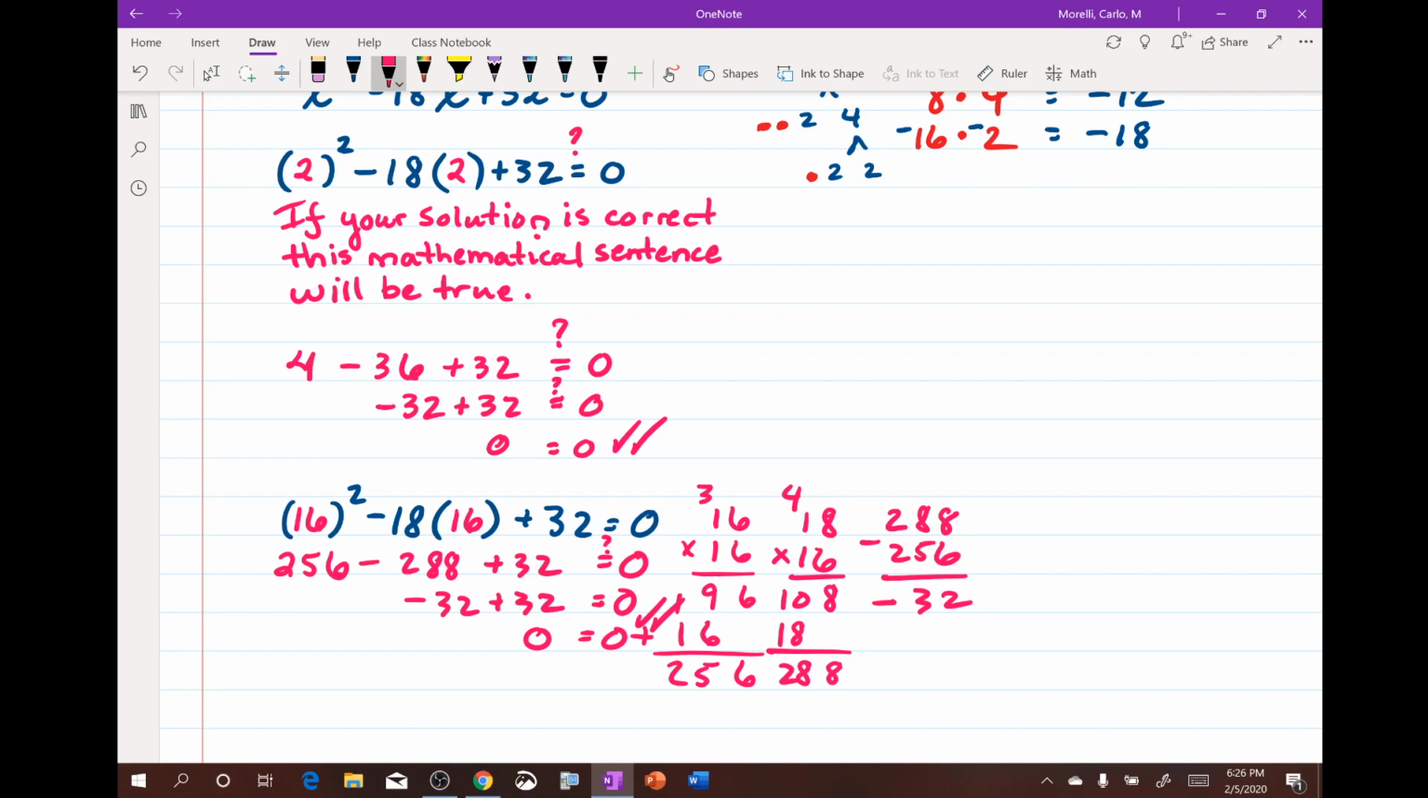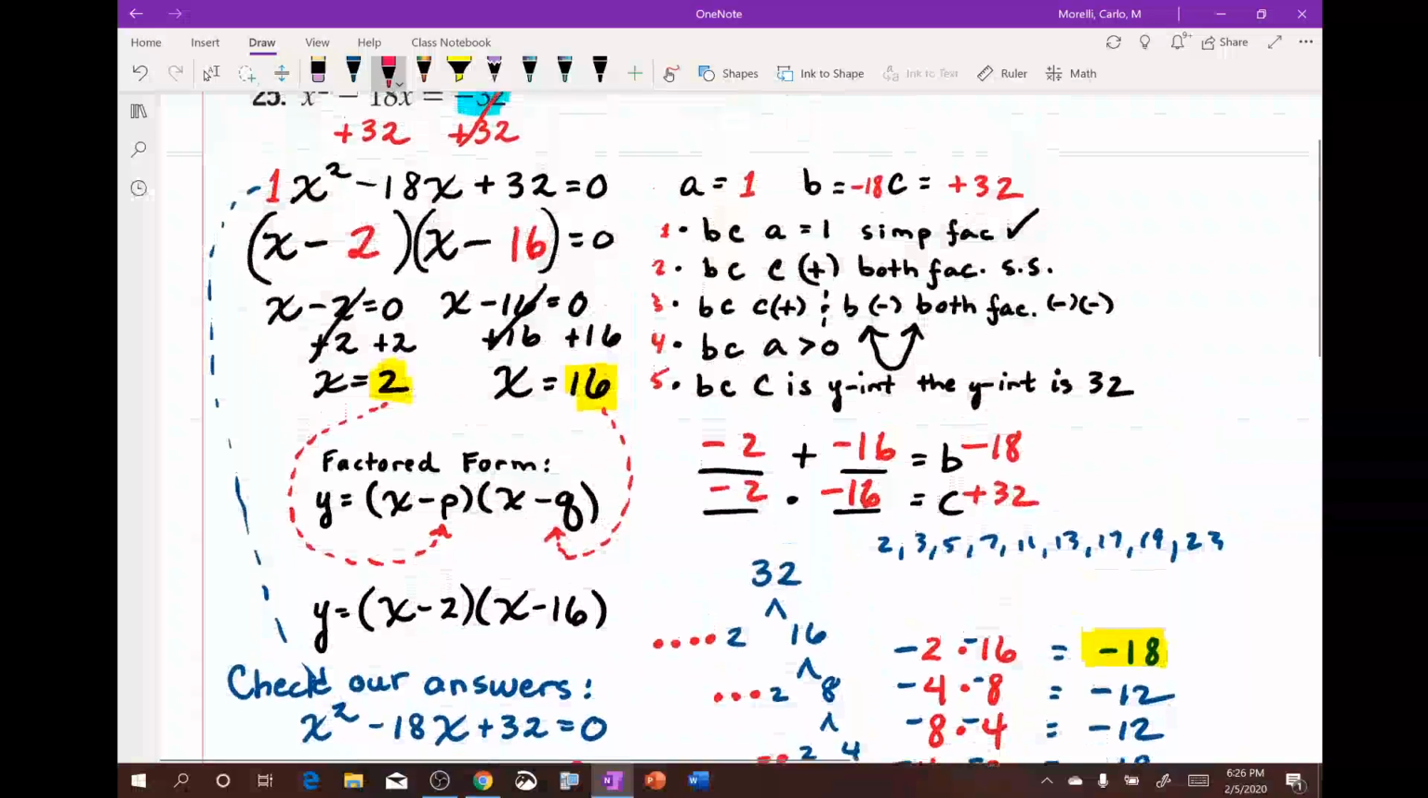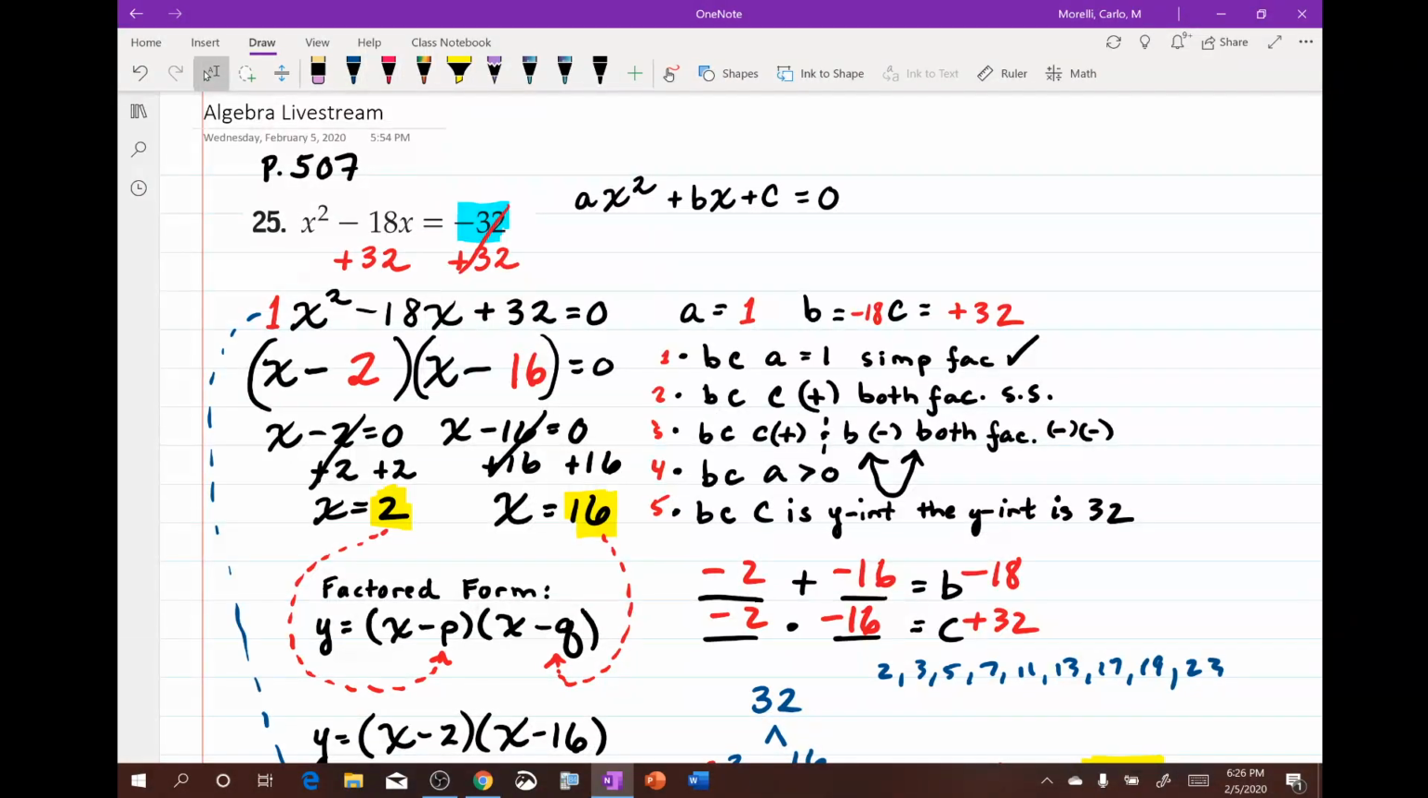Now, one of the words that we use for what we call solutions to quadratic equations is zeros. Do you remember me telling you that? We call them zeros. We call them roots. We call them solutions. And we call them x-intercepts. So let me ask you a question. Where, without even looking at the graph, would this quadratic function, if graphed, cross the x-axis?